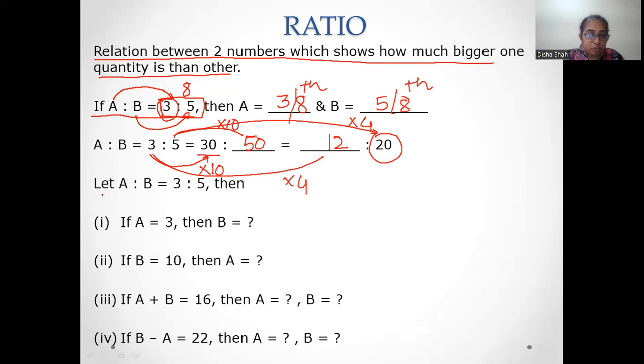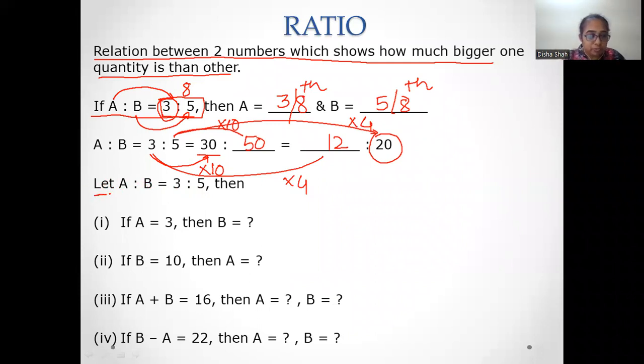Now suppose, this is a very important part. Concepts of ratio are very important because from the concept of ratio, there are so many chapters which are dependent on ratio. Like age, mixture and alligation, partnership, even profit and loss, simple interest, compound interest. Everywhere you will see ratio. So ratio is a very important chapter and hence it's very important for you to understand the concept of ratio.